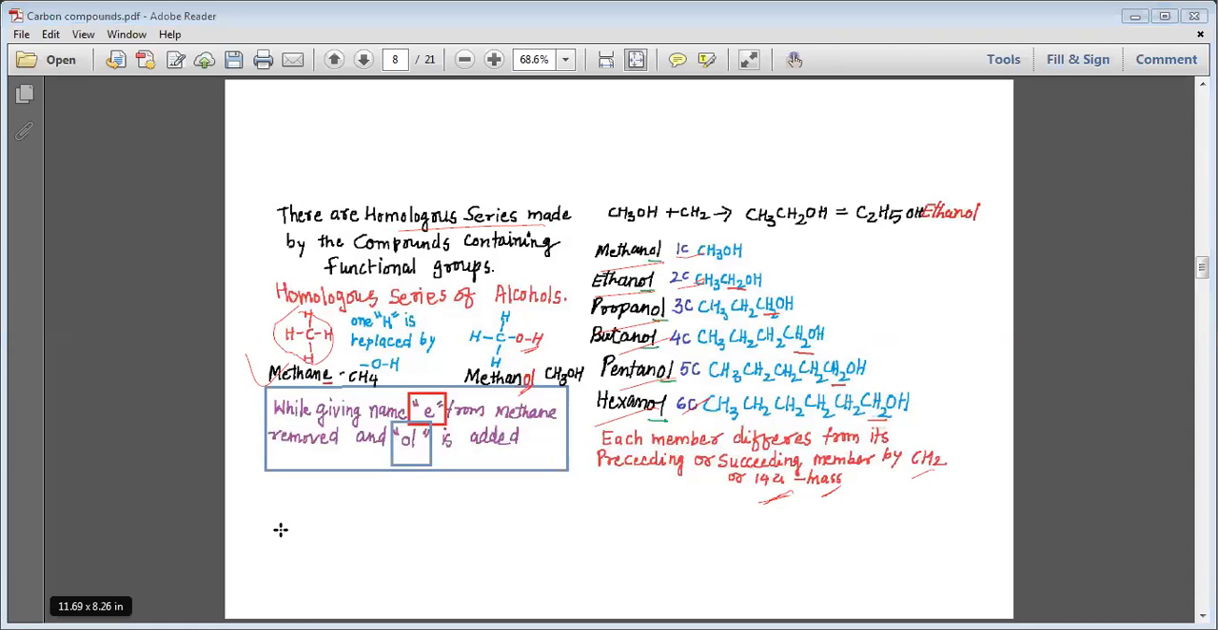Now, my dear students, we are going to study in detail about the other homologous series for our class. So let's move forward and study about the other homologous series for our class.